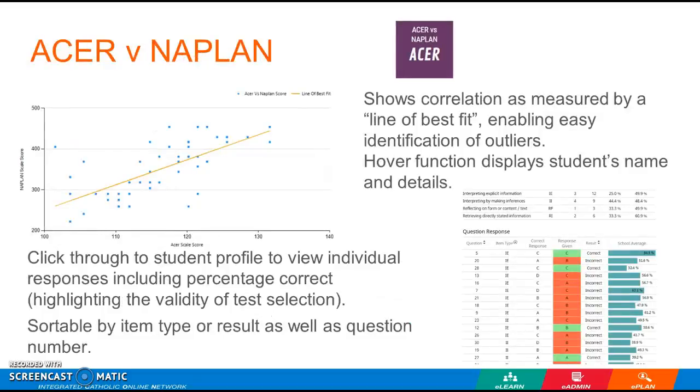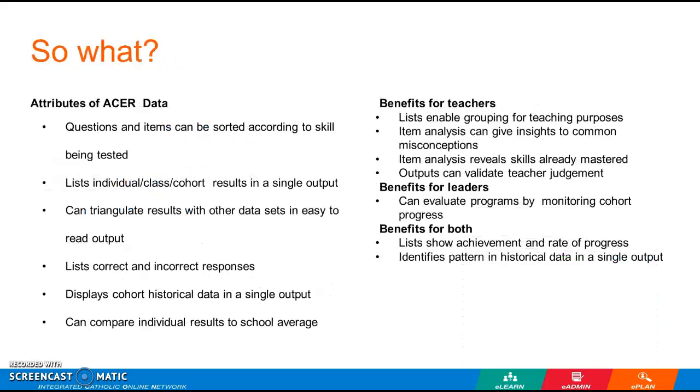ACR and NAPLAN results are compared in a scatter graph, which shows correlation as measured by a line of best fit, enabling easy identification of outliers. The hover function displays a student's name and details, and you can click through to the student profile to view individual responses, including percentage correct. This is also sortable by item type or result, as well as question number. Here is a list of the attributes and benefits of ePlan ACR outputs.